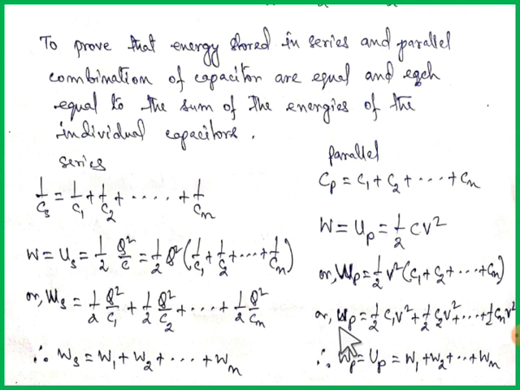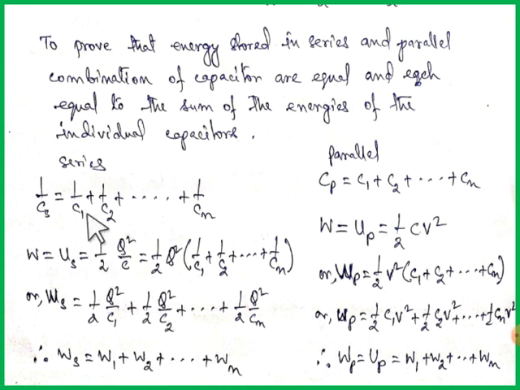Next, let's try to prove that the energy stored in the case of series and in the case of parallel combination, the total energy remains the same. You can take this in the form of a question: prove that energy stored in series and parallel combinations of capacitors are equal, and each is equal to the sum of the energies of the individual capacitors. Not only are they equal, the total energy will be equal to the sum of the potential energy stored in each capacitor.